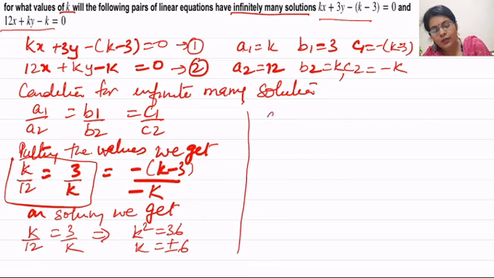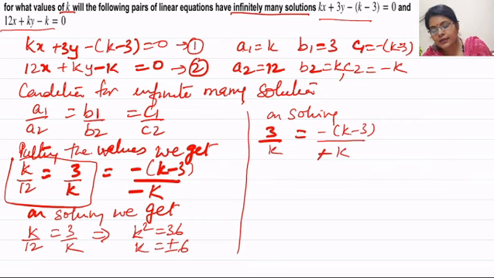Now next we will take these two. On solving, 3 upon k is equal to minus k minus 3 upon minus k. What do we get? Minus minus gets cancelled. Cross multiplying, this becomes 3k is equal to k square minus 3k. Then 3k will go to that side.